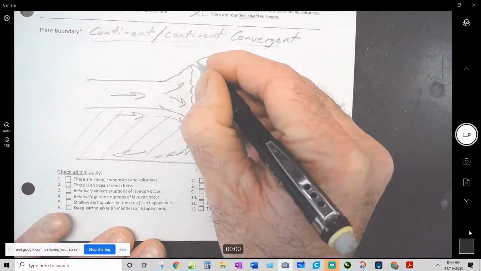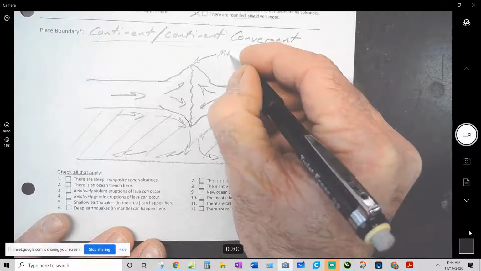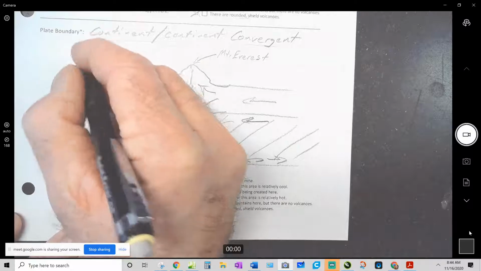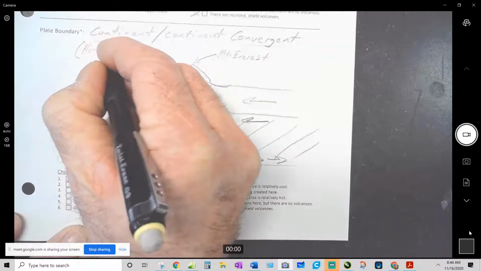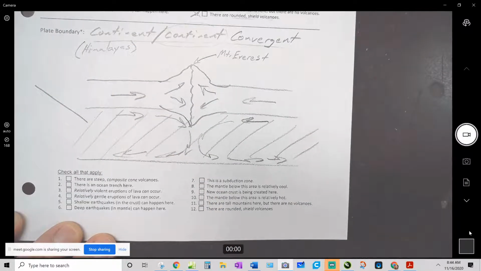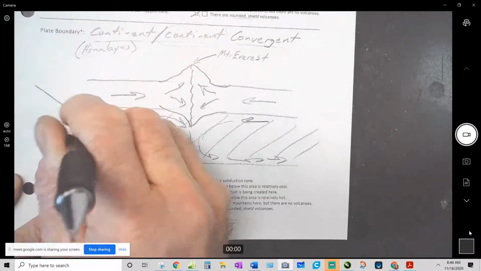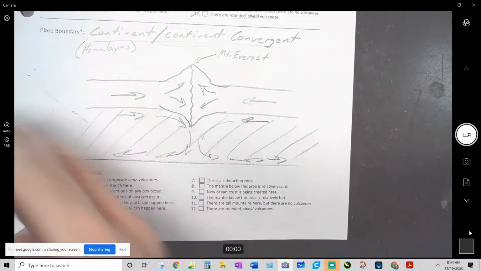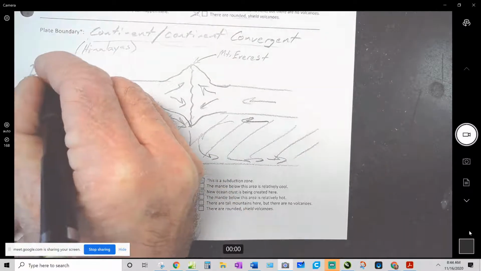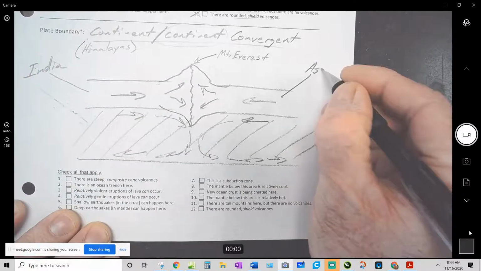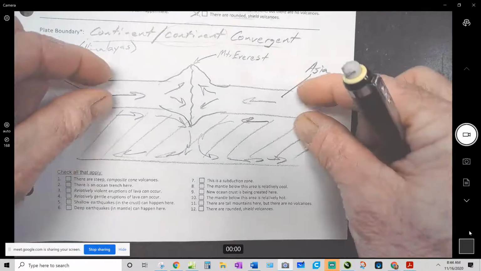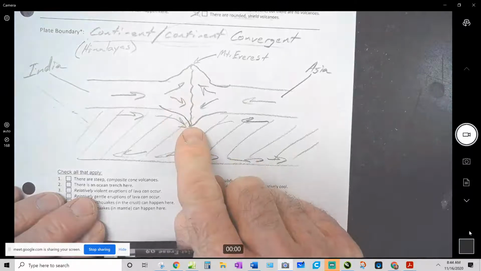And this, if we're talking about India and Asia, this would be Mount Everest. And the example would be the Himalayas. And this over here, I guess it depends on the direction we're looking from, but if we're looking at this from the east, then this would be India, and this would be Asia. And Mount Everest is right in between. So as these squish together, this gets taller and taller, and this actually goes down too.